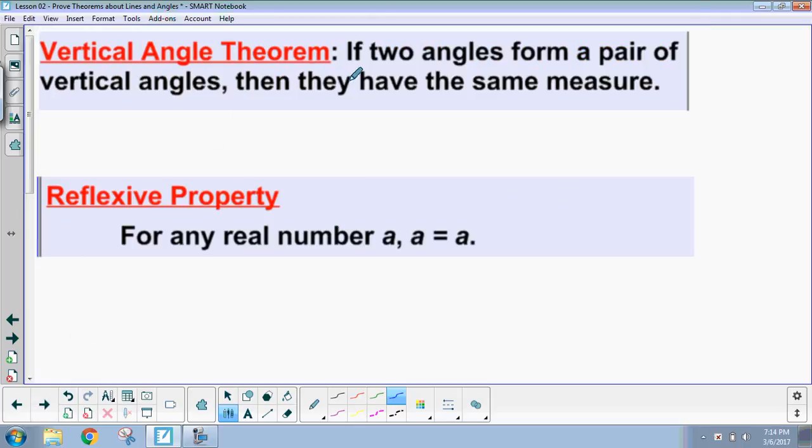Vertical angle theorem: if two angles form a pair of vertical angles, then they have the same measure. Again, what I just said, they are congruent. Reflexive property: for any real number A, A equals A. We're going to see this in play down the road.